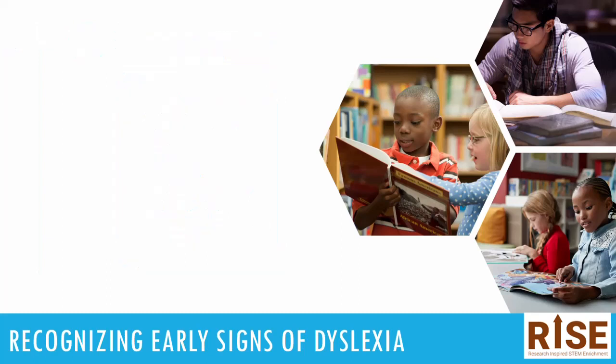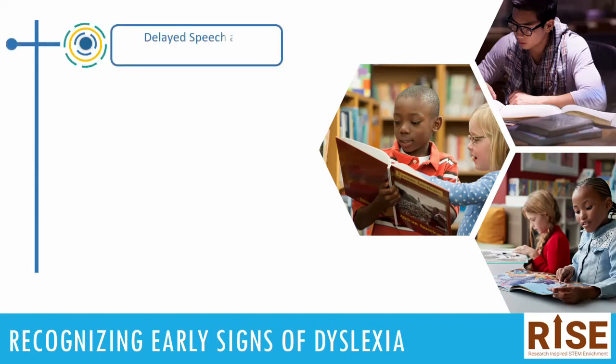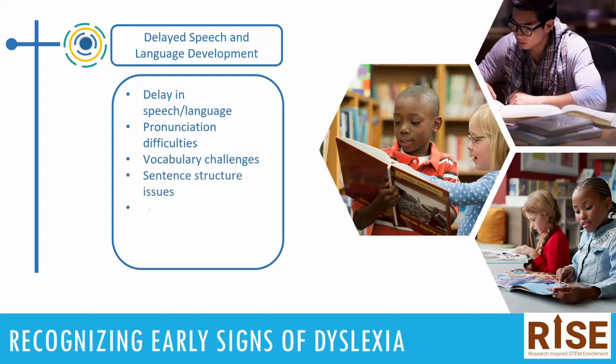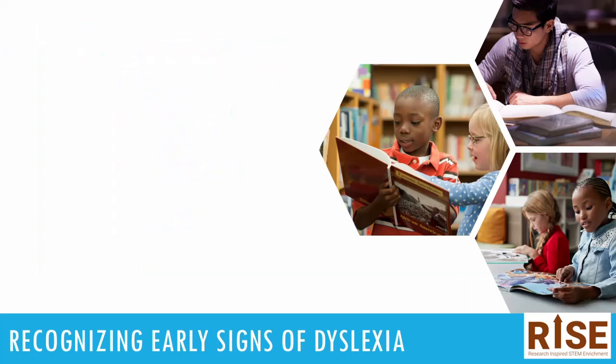Delayed speech and language development. A delay in speech and language development or persistent difficulties in pronunciation, vocabulary, and sentence structure may indicate underlying language processing difficulties associated with dyslexia. These challenges can stem from atypical brain activation patterns in regions responsible for language processing, affecting the child's ability to articulate and comprehend spoken language effectively.